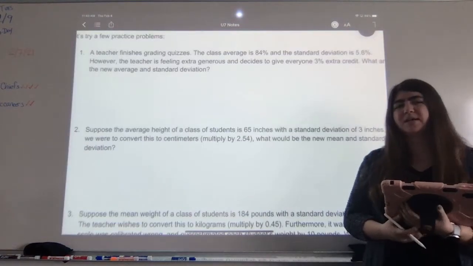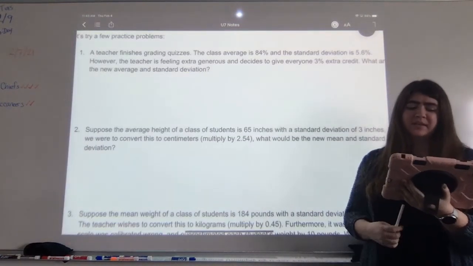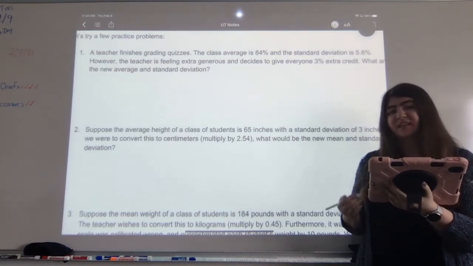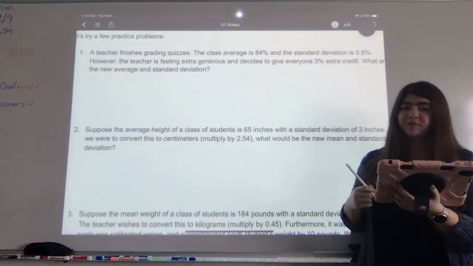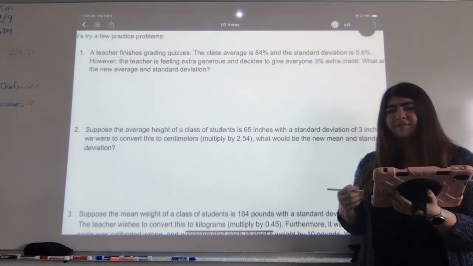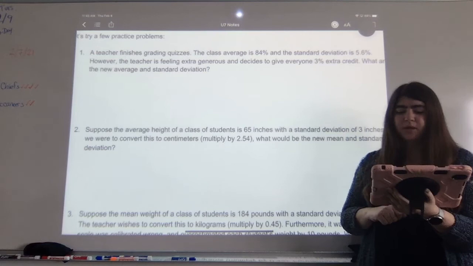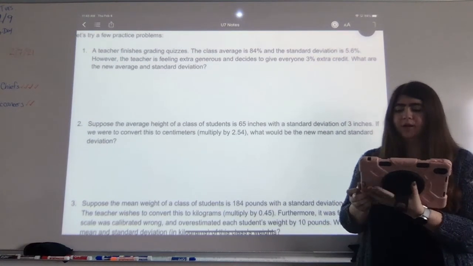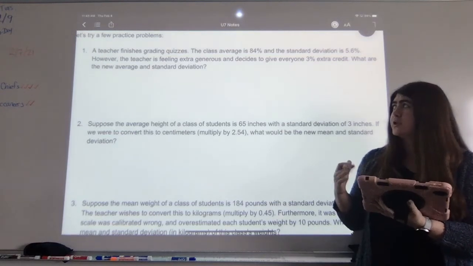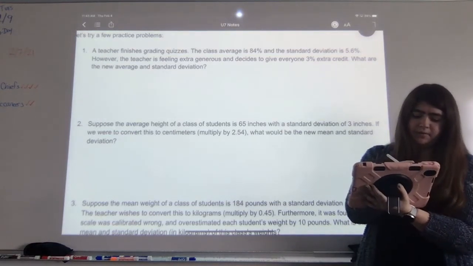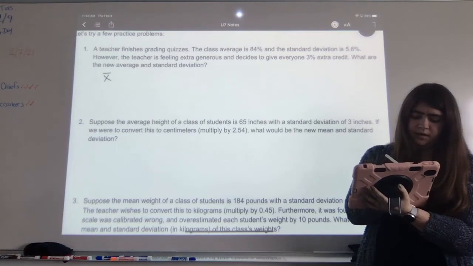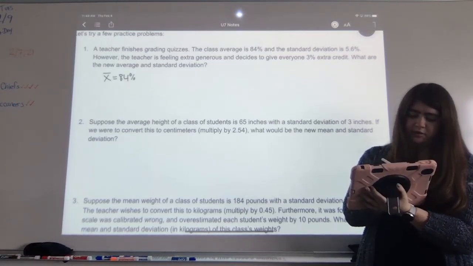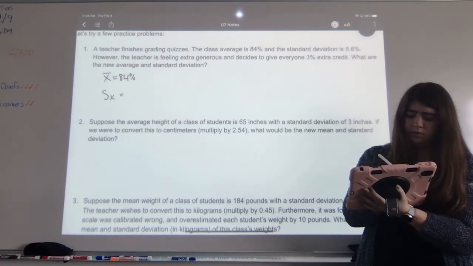Starting with example 1, it says a teacher finishes grading quizzes. The class average is 84% and the standard deviation is 5.6%. However, the teacher is feeling extra generous and decides to give everyone 3% extra credit. What are the new average and standard deviation? Okay, well, let's start with recording our original pieces. So I have the average, the mean is equal to 84%, and I have the standard deviation is equal to 5.6%.